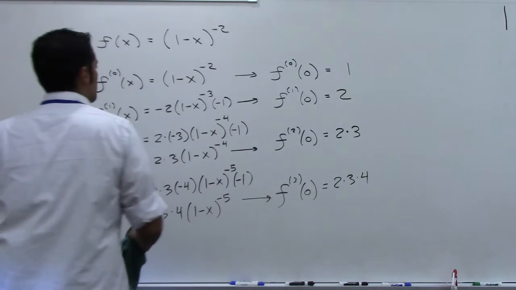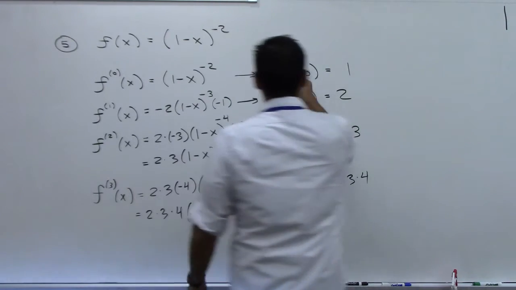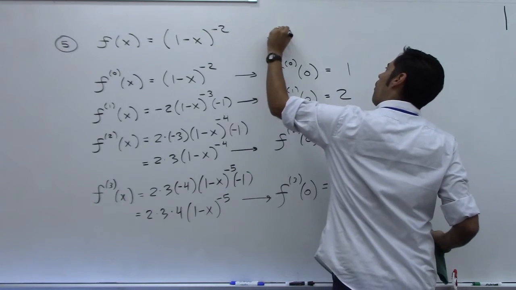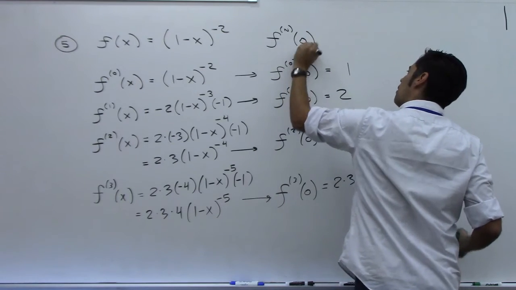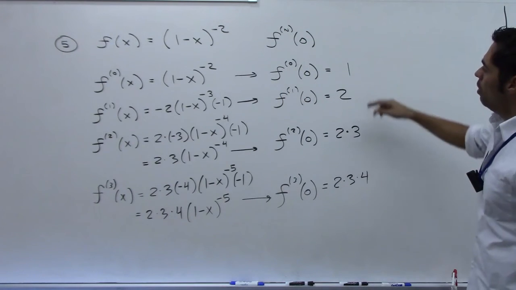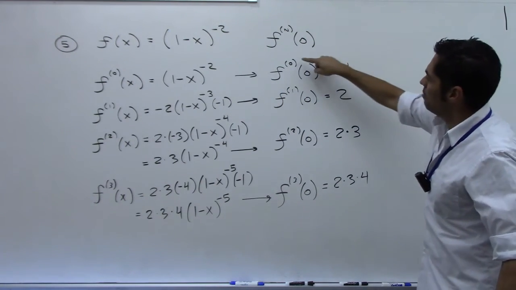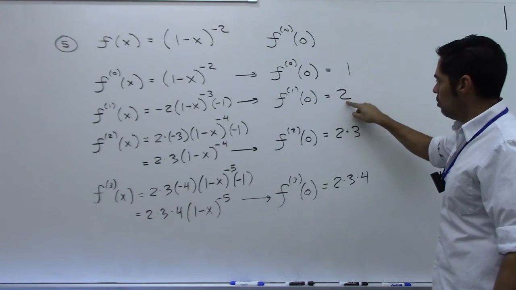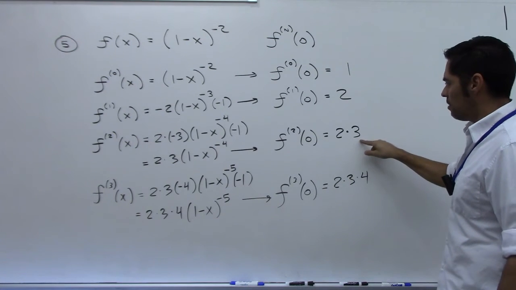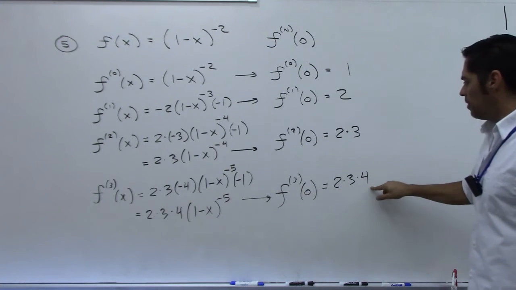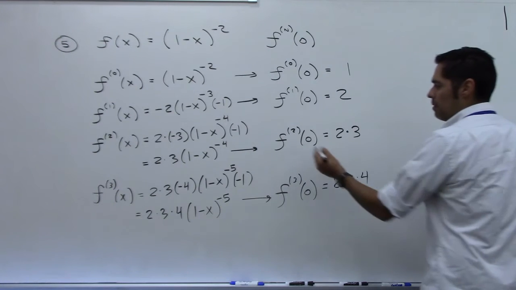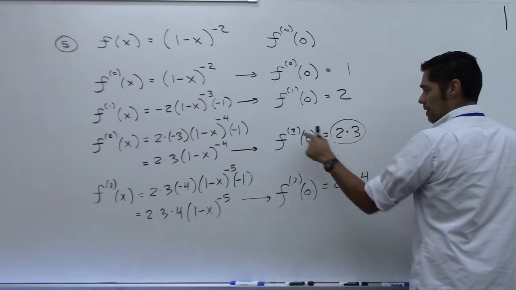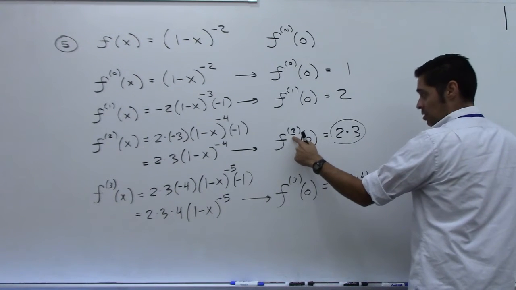If we want to know what's happening at the nth derivative at 0, I'm trying to figure out a pattern here. Notice that the 0th derivative we have 1, the first derivative we have 2, the second we have 2 times 3, the third we have 2 times 3 times 4. So the pattern is that whatever this number is, this right here is always that number plus 1 factorial.